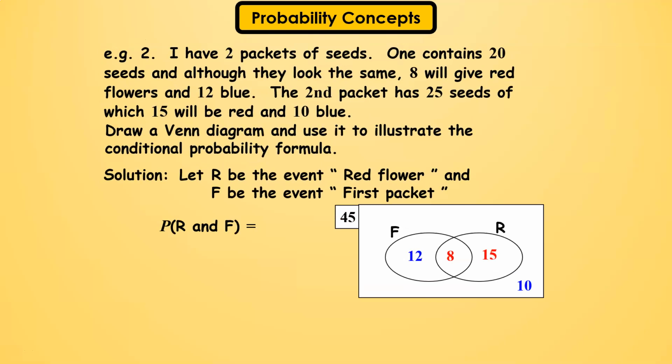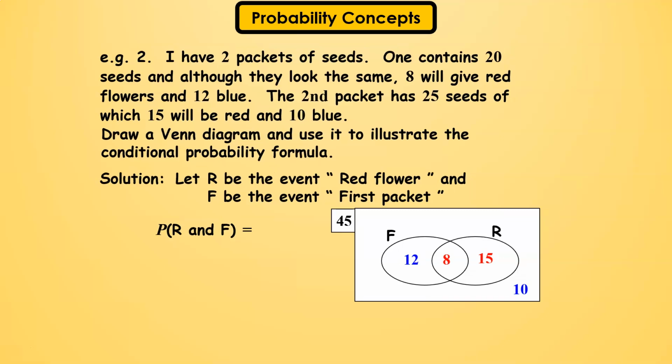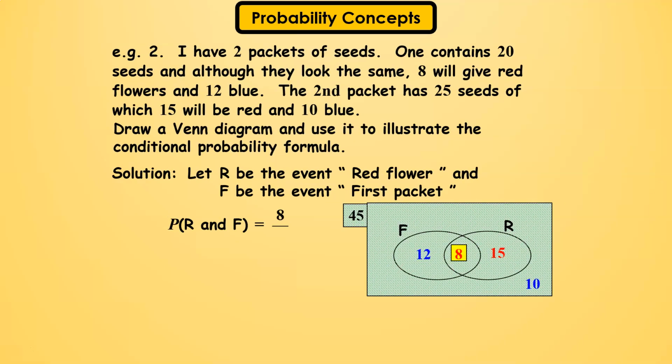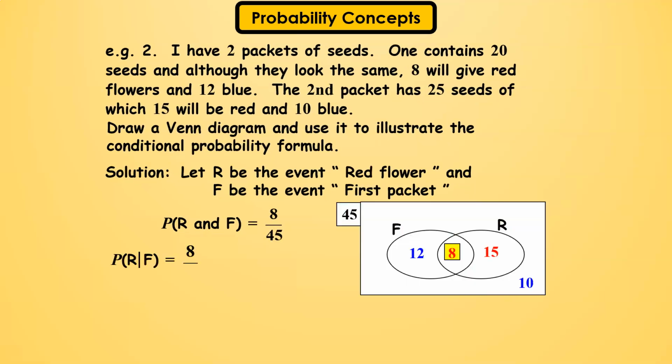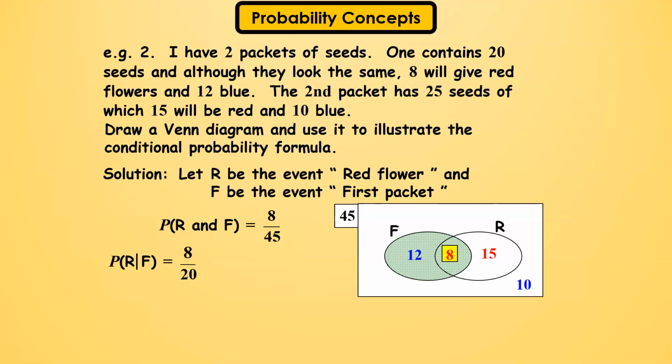Now looking at some questions. The probability of getting a red and from the first packet is simply 8 out of 45. Now the probability of getting red, given they're from the first packet, is out of 20, because there are 20 seeds in the first packet. So that's the condition. The condition was that you selected from the first packet. That's why it comes out of 20, and there's 8 of those.